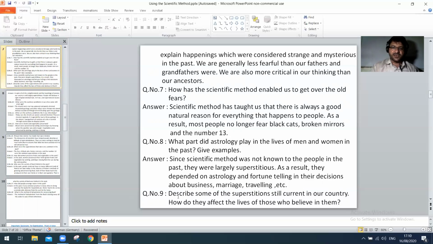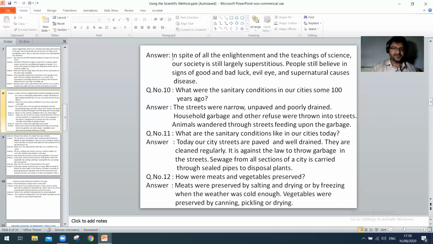Question number 9. Describe some of the superstitions still current in our country. How do they affect the lives of those who believe in them? Answer. In spite of all the enlightenment and the teachings of science, our society is still largely superstitious. People still believe in signs of good and bad luck, evil eye, and supernatural causes of diseases.